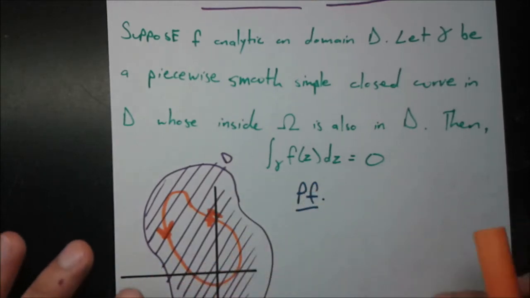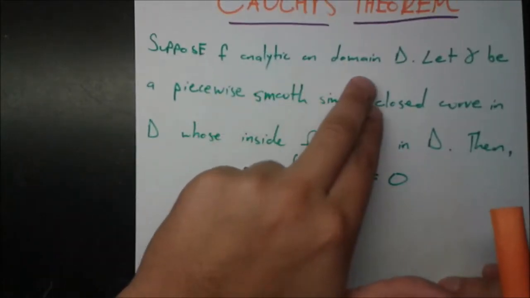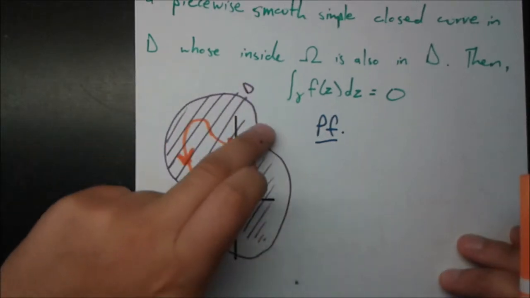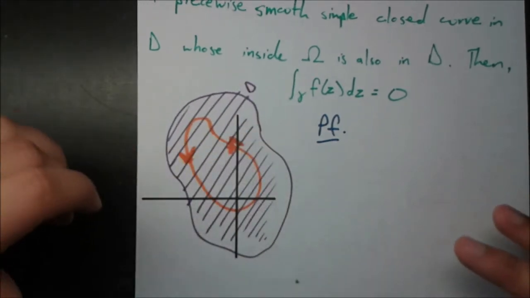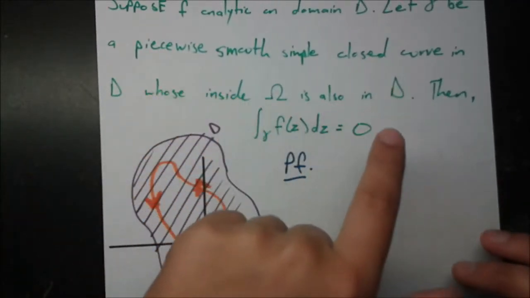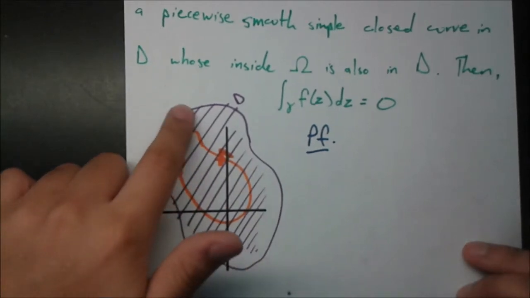So what does this all mean? Before we prove it, let's try to make sense of it. So first thing, it says we have a domain D. So I've drawn this purple domain D, and remember a domain is an open set. So this outside boundary, this purple line, is not included in the domain. So next thing is let gamma be a piecewise smooth, simple, closed curve in D. And since it's in D, it can't touch the boundary because the boundary is not part of D.